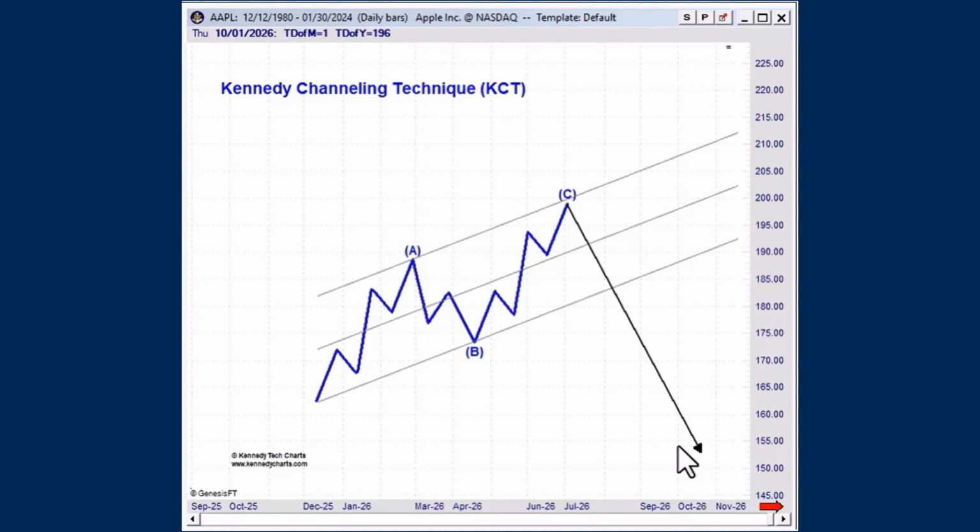I needed something to give me an edge, to help me identify accurately whether this is 1-2-1-2 to the upside, or if what I'm looking at is actually ABC and it's going to be more than fully retraced. Hence the birth and the inception of the Kennedy channeling technique.